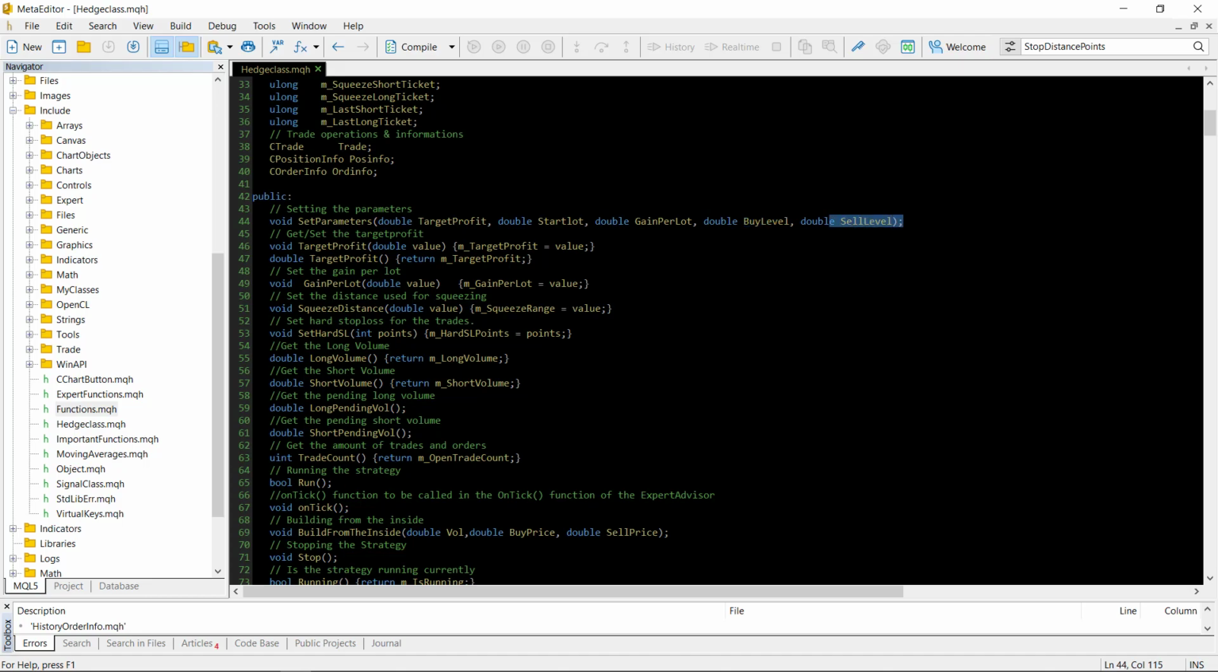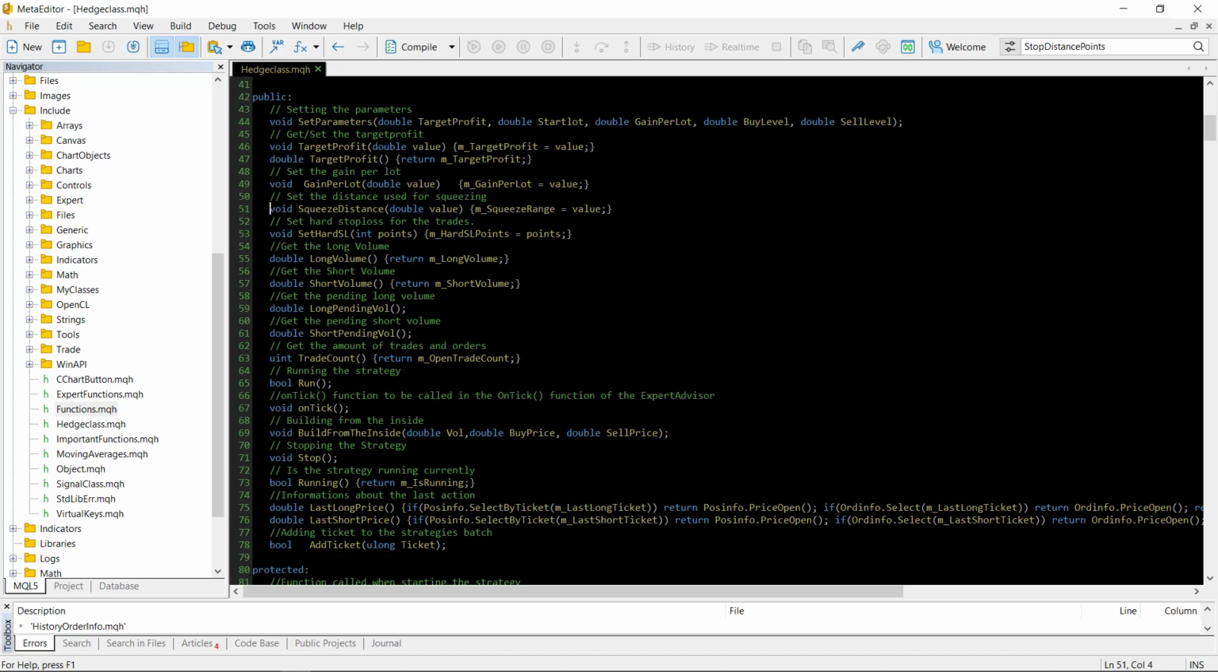We can set most of these parameters individually. There is a target profit function, a gain per lot function, and a squeeze distance function, which sets the distance used for the squeezing procedure. The trailing stop orders reuse this distance. You can also set a hard stop loss for the trades.